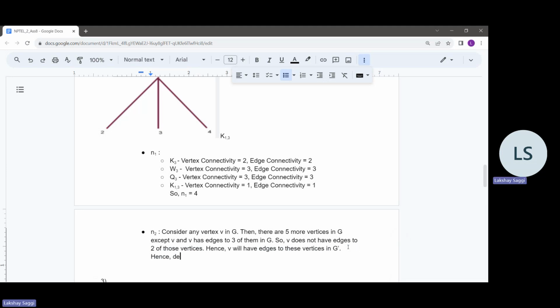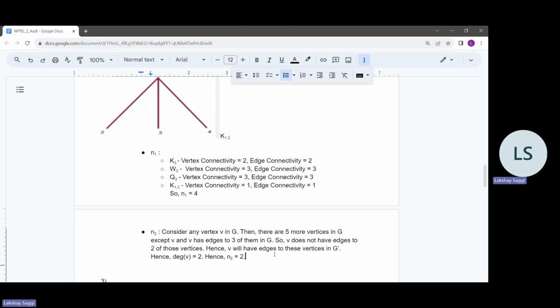So the degree of V will be equal to 2 here. And this argument will apply to every vertex, since this was a regular graph, so every vertex initially had edges to 3 of the vertices. Now it will only have edges to 2 of the vertices. So this is why N2 will be equal to 2.